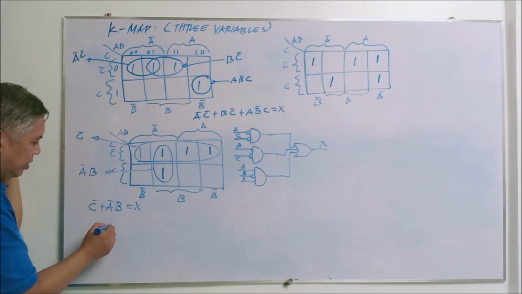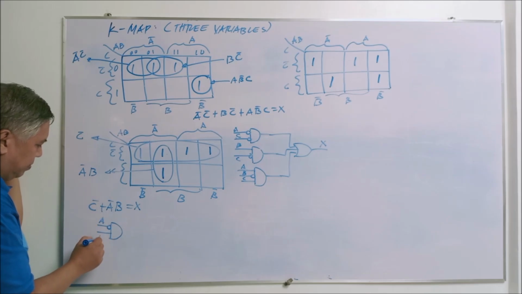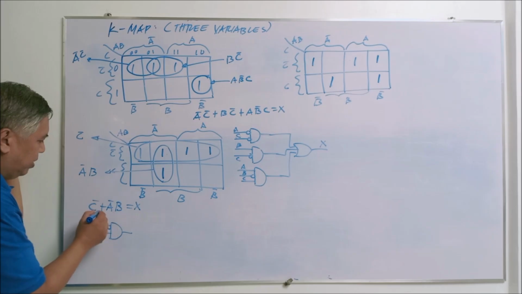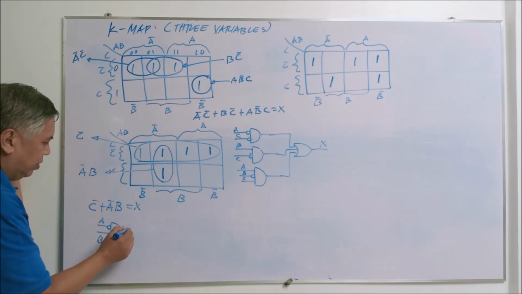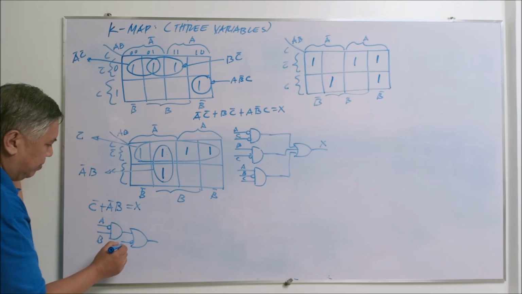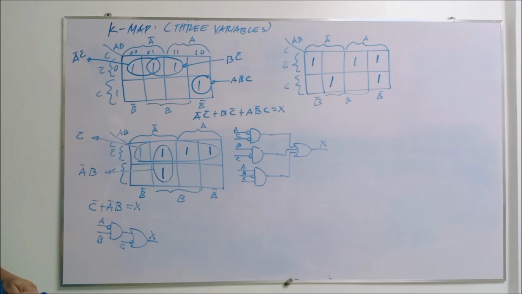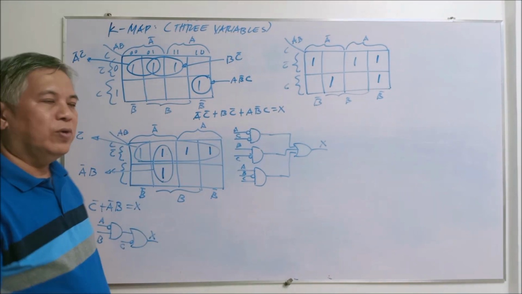So you have A bar B, and this is being ORed to C complement. That will be your X. Okay? Then, the last one will be what?